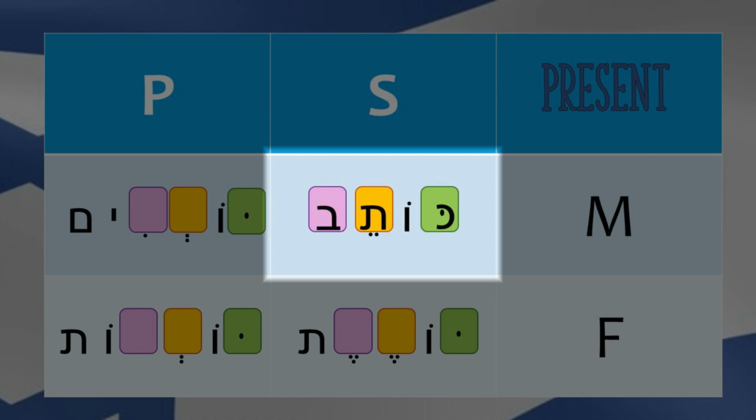All right, so here's my favorite sample verb, lichtov, meaning to write. And we put our letters in here, and we have kotev for any singular masculine person. So if I were male, I could say ani kotev, and that means I write. Or if I'm talking to you and you're male, I could say ata kotev, and that means you write.